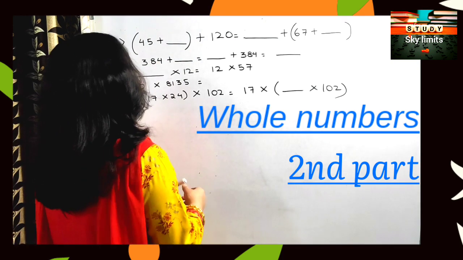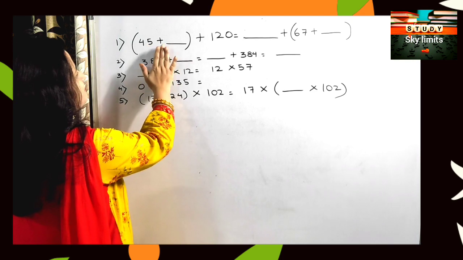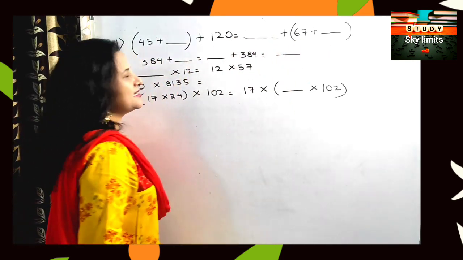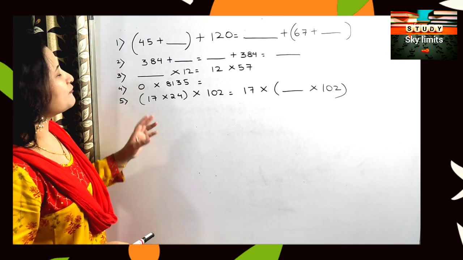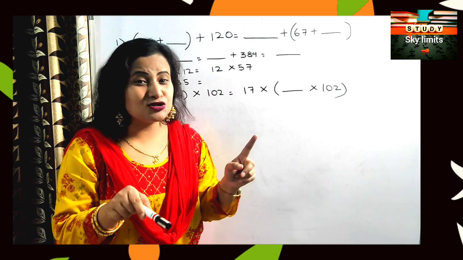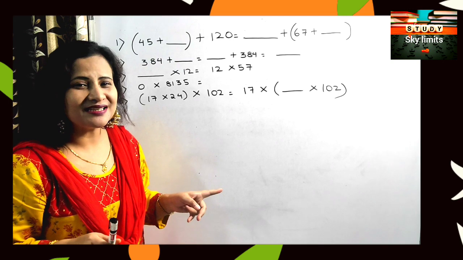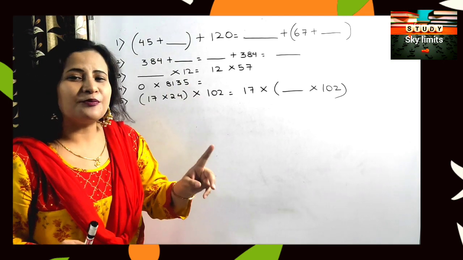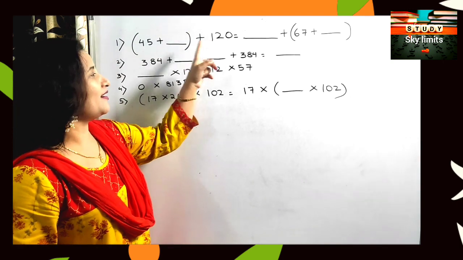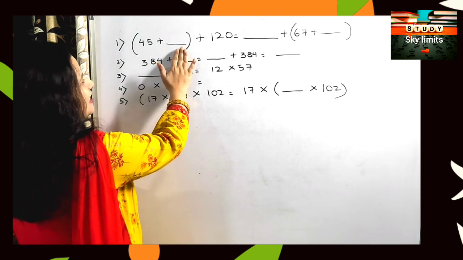Now in the first case, what is the first question that I have written? 45 plus dash plus 120 is equal to dash plus 67 plus dash. Obviously from this bracket, you should have understood what type of property it is. Associative property, because that property is called the grouping property. And you know that associative property holds good for addition as well as multiplication. But now this is for addition. So what is missing here?